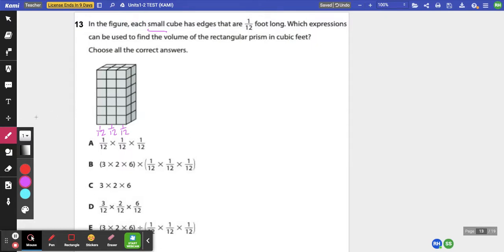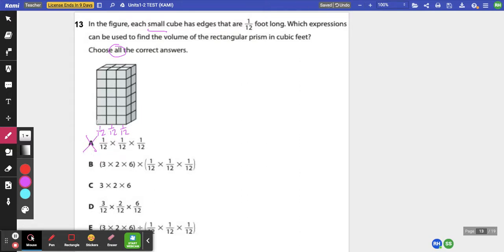Which expressions could be used to find the volume of this entire rectangular prism? Choose all of the correct answers. So part A, if I just take 1/12 times 1/12 times 1/12, that would be the volume of just one small cube. So A is not correct.